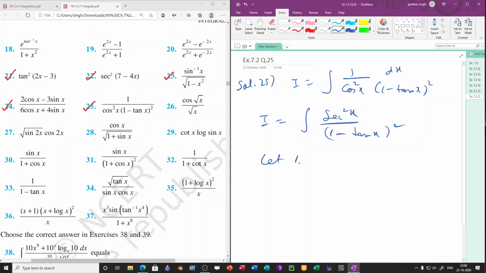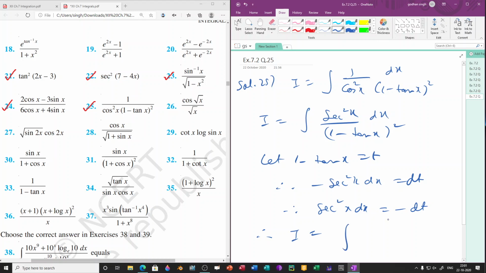Now let 1 minus tan x equal t. Therefore, differentiating 1 minus tan x equal to t, the differentiation of minus tan x is minus sec square x dx equal to dt. So here dx is there, and therefore we get sec square x dx equal to minus dt. Therefore, I equals sec square x dx, which you can replace with minus dt, over 1 minus tan x, that is t, so that is t square.